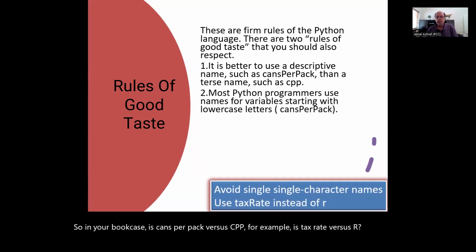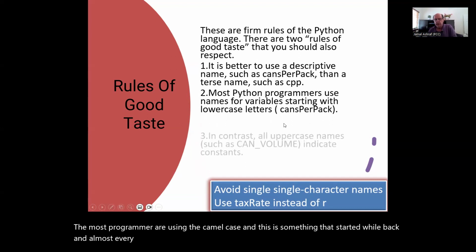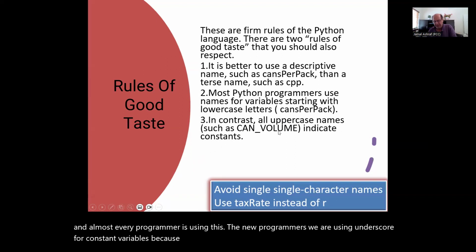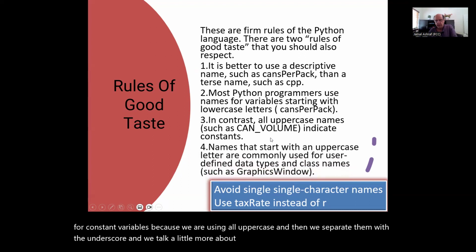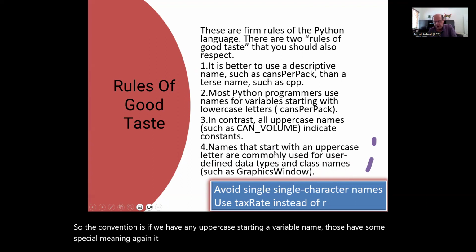Most programmers are using camel case, and this is something that started a while back, and almost every programmer is using it. We use underscore for constant variables, because we use all uppercase and separate the words with the underscore, and we'll talk a little more about that. The convention is that if we have any uppercase starting a variable name, it has some special meaning. Again, it is our convention. That doesn't mean Python is going to complain about it if you do it.